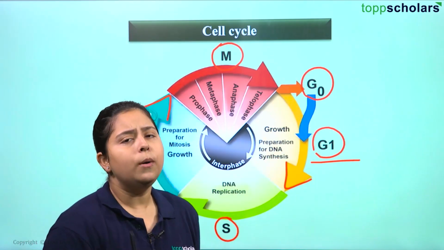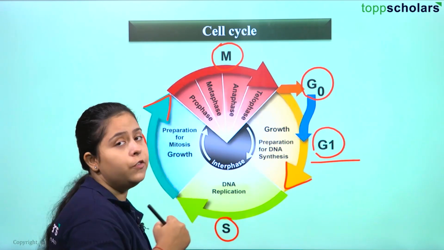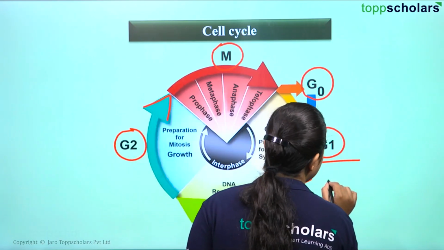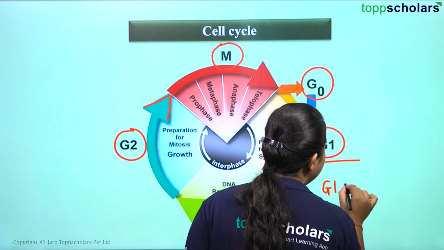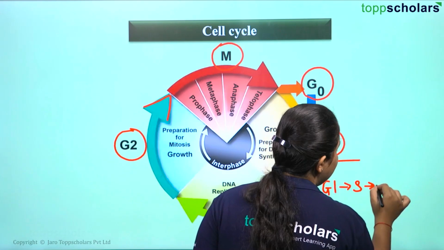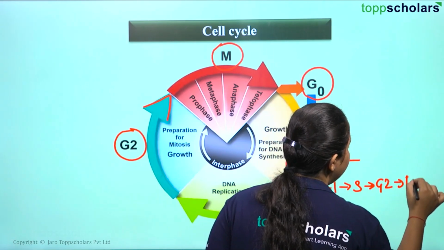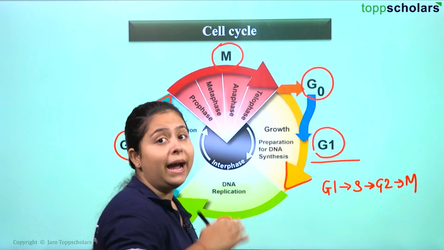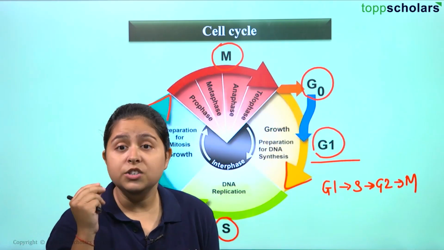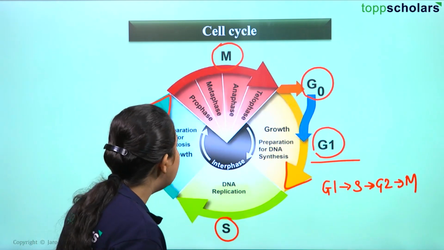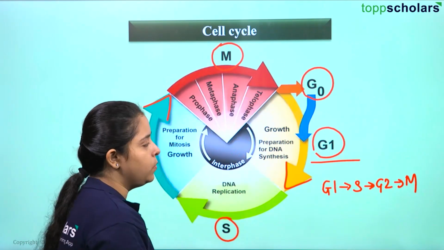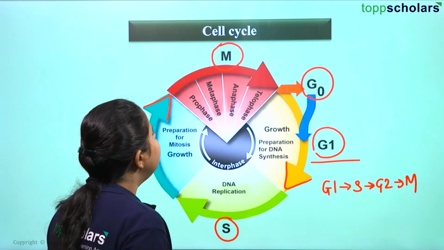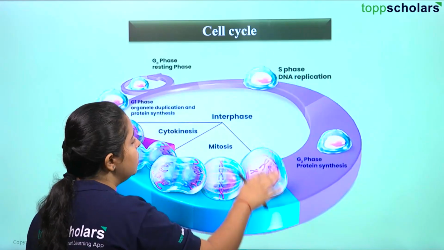So basically the thing to remember over here is the sequence. We will always keep the sequence as G1, then S, then G2, and then M. After M, the cell might or might not go into the G0 phase. Now students, you have understood the sequence. We have G1, S, G2 and M. Let us see what are the events undergoing in these phases.